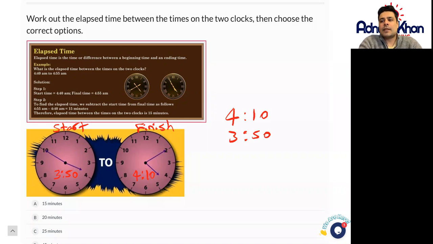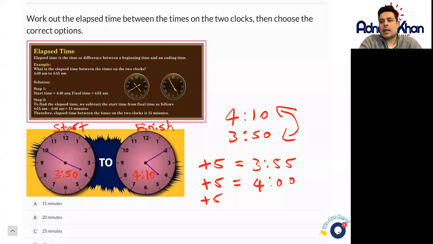So now what we're going to do is subtract the two times and find the difference between the start time and the finish time. So we're going to work up in 5 minutes because that's the easiest way to do it. Sorry, 3:50 add 5 minutes gives us 3:55. Let's just write that one again. Add another 5 minutes, and that gives us 4 o'clock. Add another 5 minutes, and that gives us 4:05. And remember, we have to get to 4:10. And finally, add another 5 minutes, and that will give us 4:10.